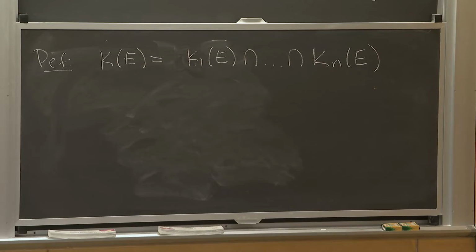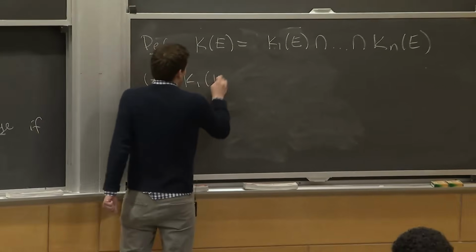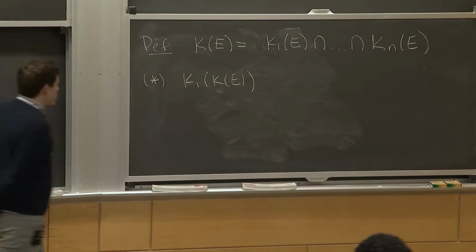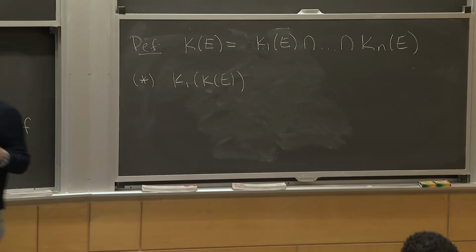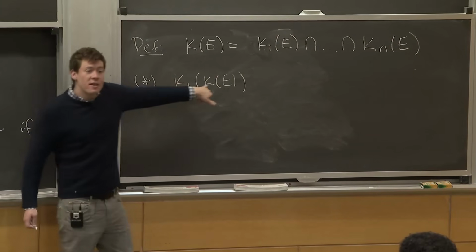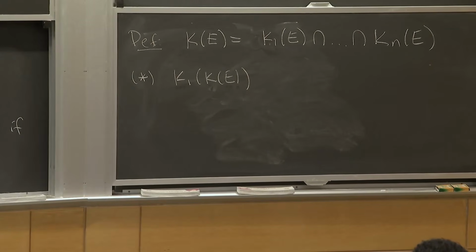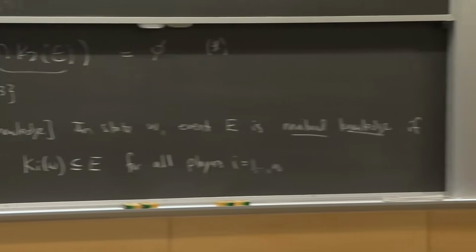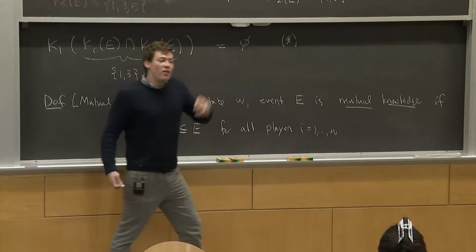So if we want to rewrite this equation star over here, using our new notation, we could write that as the event K1 of K of E. So in our new notation, E is an event. K of E is the event that E is mutual knowledge. It's the event that everyone knows E is true. And K1 of K of E is the event that player 1 knows that everyone knows that the event E is true. So what this highlights is that mutual knowledge sounds pretty strong, but it's actually not quite as strong as we might think, because it may be that we all know something, but there's a player who doesn't know that we all know something.